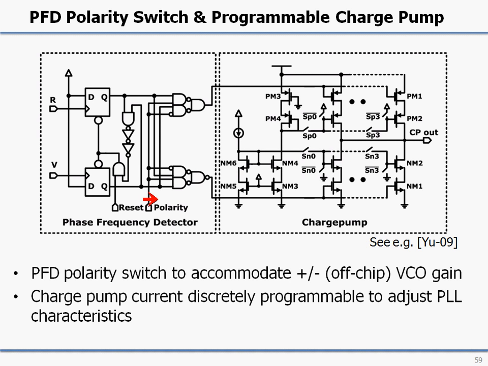Additionally, what is shown here is a polarity switch between the up and down pulses of the phase frequency detector and then going into the charge pump. This, for example, is practical if you have off-chip VCOs and you don't know beforehand if they will have positive or negative gain dependence or frequency voltage dependencies. Or if you design your loop and you want to have the flexibility to switch the gain around, you can use something like this.